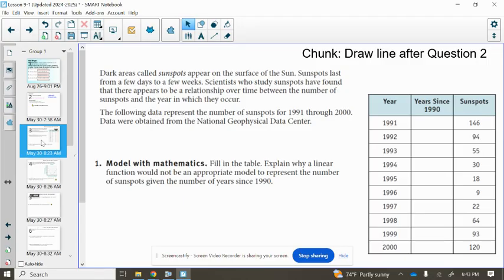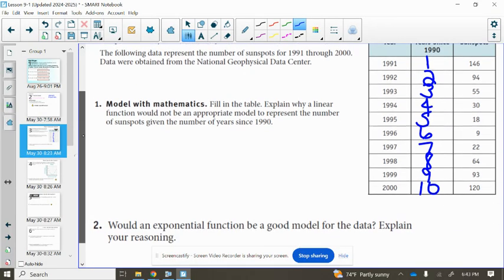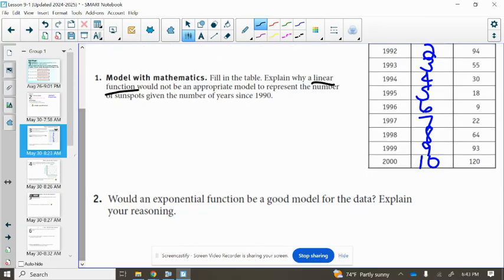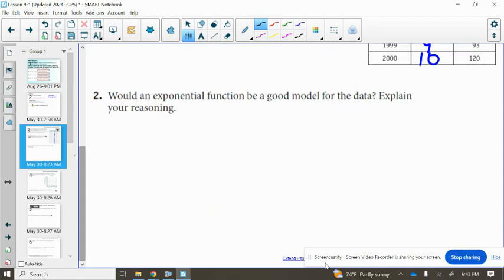Now, in this particular set of data, we are looking at different sunspots that appear on the surface of the sun, and they last a few days to a few weeks. And over the years, they've been tracking how many sunspots there have been since 1990. So if we fill out this table, we have our years since 1990 and the number of sunspots that were recorded each of those years. And we want to take a second to look at, would this table best be represented with a linear function? What about an exponential function? Would that be our best model for the data?